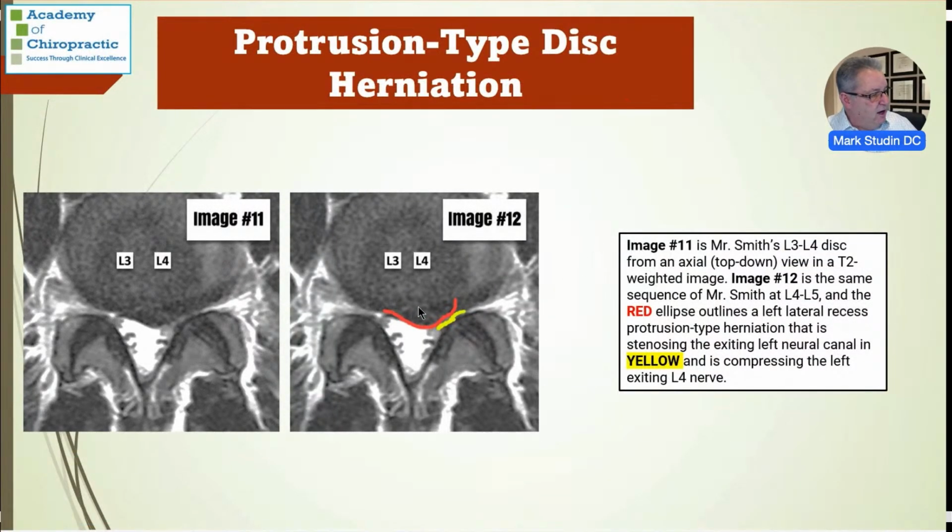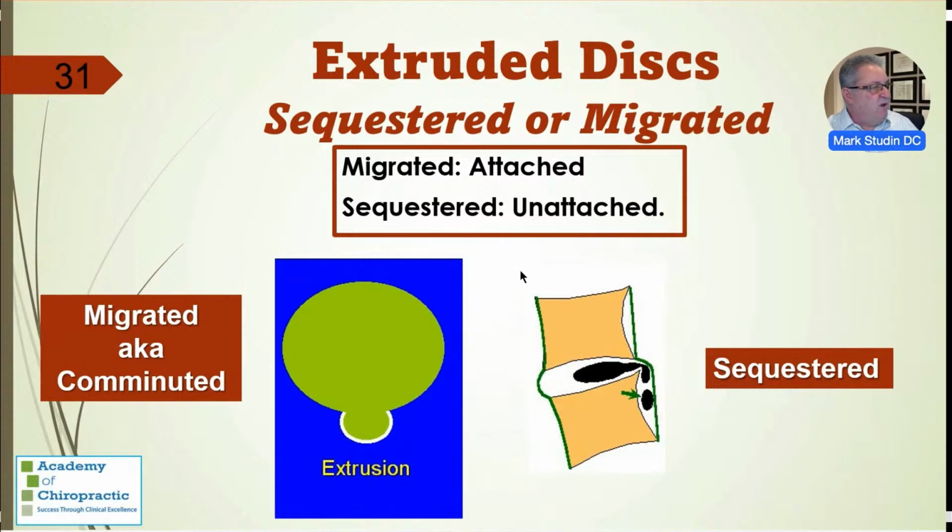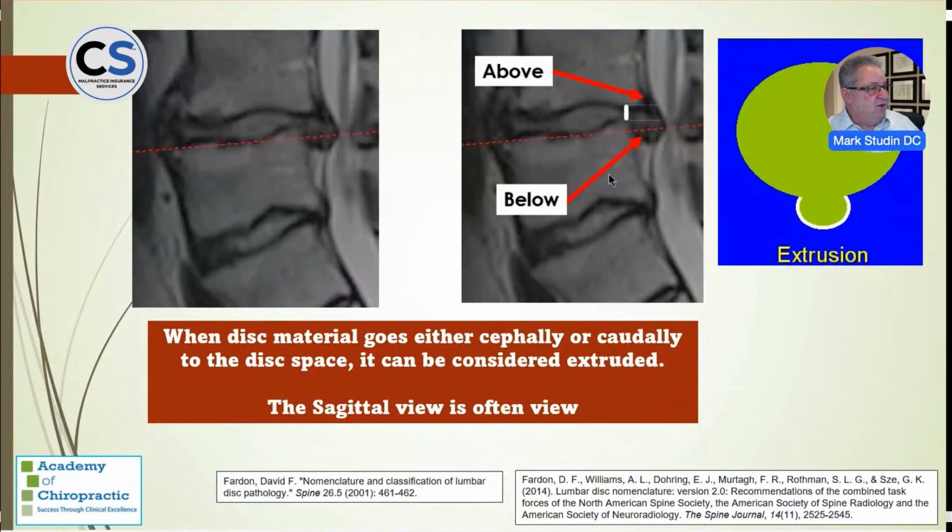If we look at it here, here's the base, here's the apex. That's a protrusion, and it's stenosing the neural canal. And I've colorized things to make it easier for you. Then we've got an extruded disc. An extruded disc can be migrated or common unit, meaning attached, or fragmented or sequestered. They're both extrusions. So here's an extruded disc.